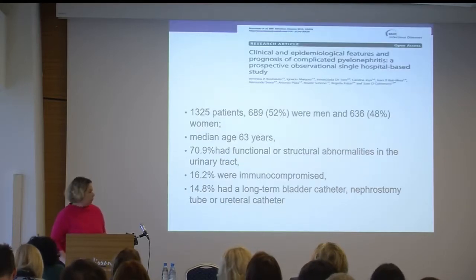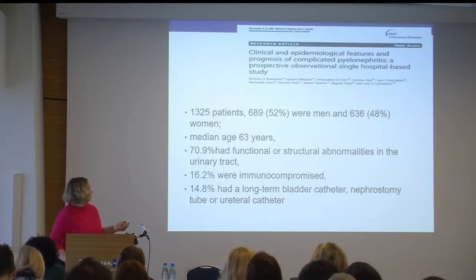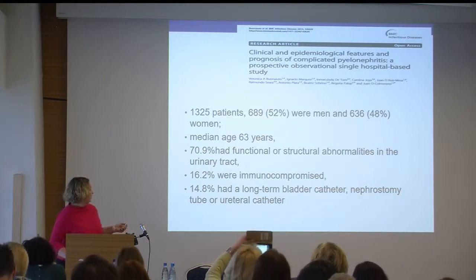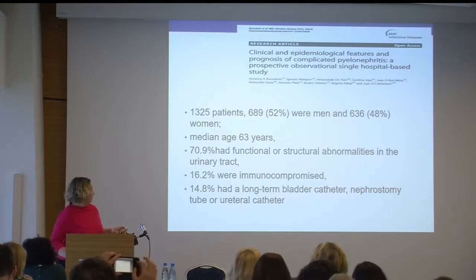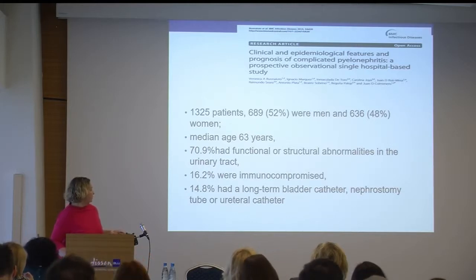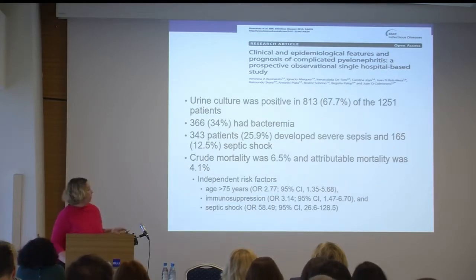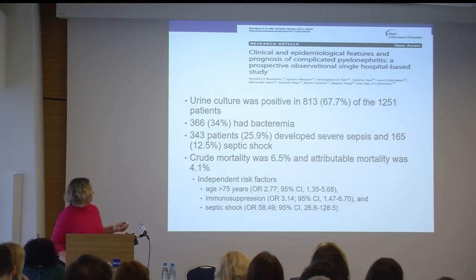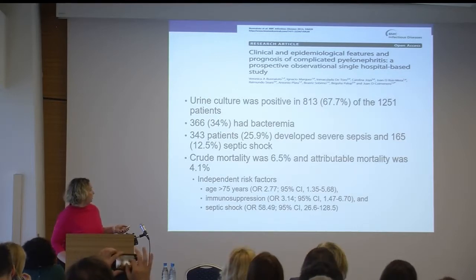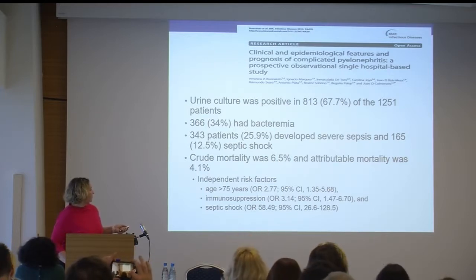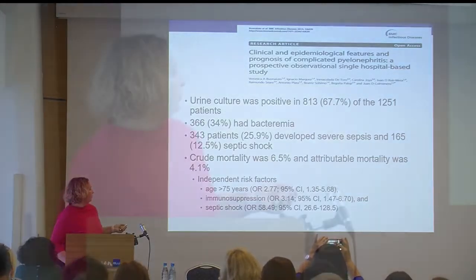Here is a study which confirms that. They have included more than 1,000 patients with age approximately around 63 years. They have quite a lot of functional and structural abnormalities. They were immunocompromised in 16%, and 15% had a long-term urinary catheter or nephrostomy. Urine culture was positive in 68%, 33% had bacteremia, 26% developed severe sepsis, and 12% septic shock. Mortality was 6.5%, and attributed mortality was 4%.